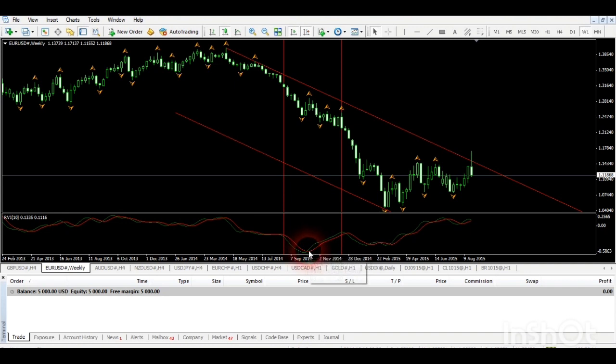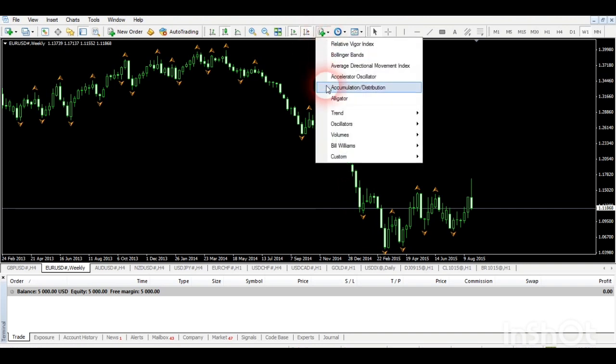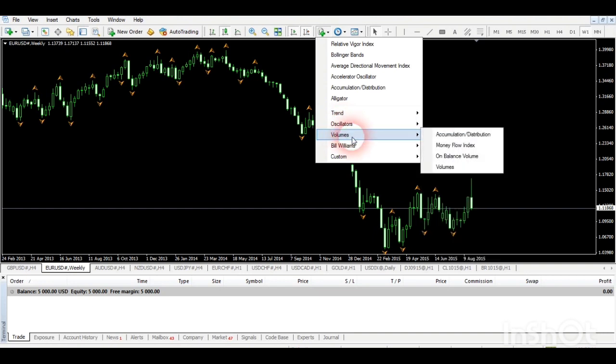When the green line crosses the red line and it's above the red line, you can do buy positions. And the two lines should be facing upwards. When we go to the next indicators, okay, go to the oscillators, volumes.